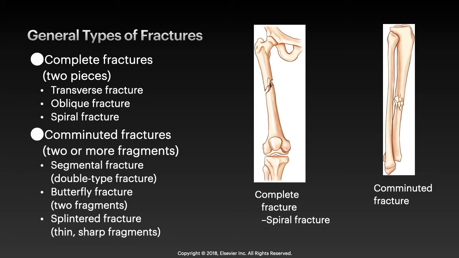Other fractures, you have complete fractures, which is 2 pieces. You have the transverse fracture, oblique fracture, and spiral fractures would be what your complete fractures would be, and you see that in the image on the left side there. Your comminuted fractures, 2 or more fragments. Segmental fracture, which is a double type fracture. Butterfly fracture, which is 2 fragments, or splintered fracture, which is thin, sharp fragments. And you see a comminuted fracture on the right image.